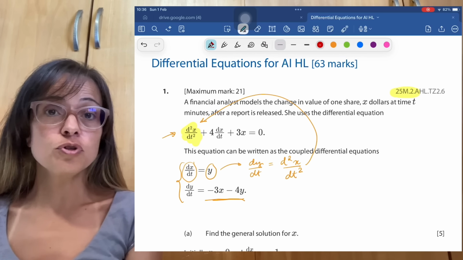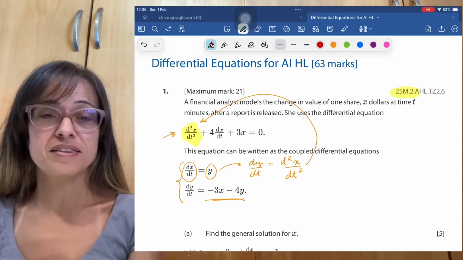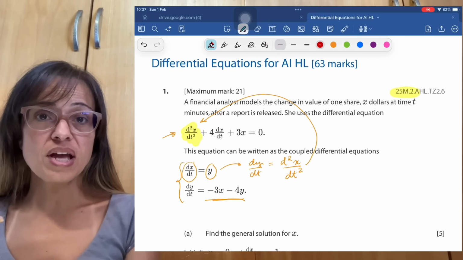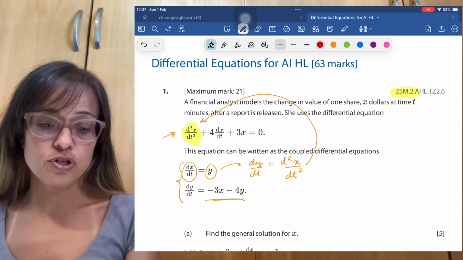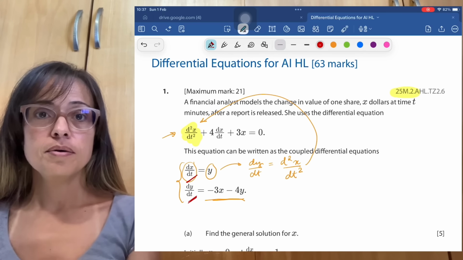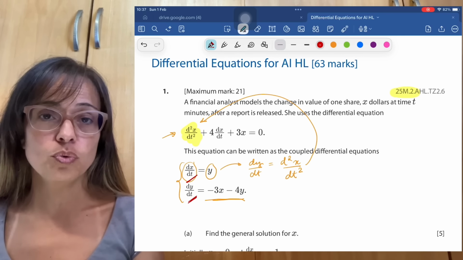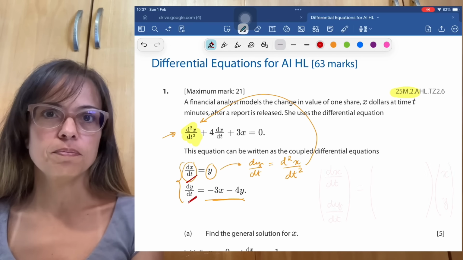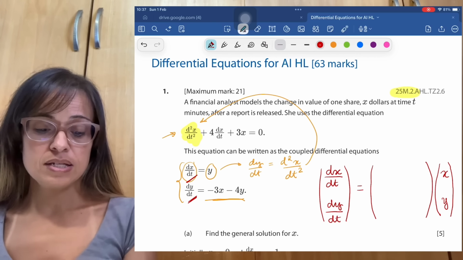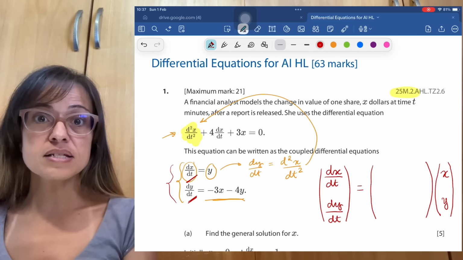And now we are in a different place, but it's also a place that doesn't belong in the AA course, only here in AI, which is that we have a differential equation that is first order. We're just using the first derivative of x and the first of y, but it does involve more than one variable. We have x and y. So the next thing that you are going to do is to write this system right here as a matrix.